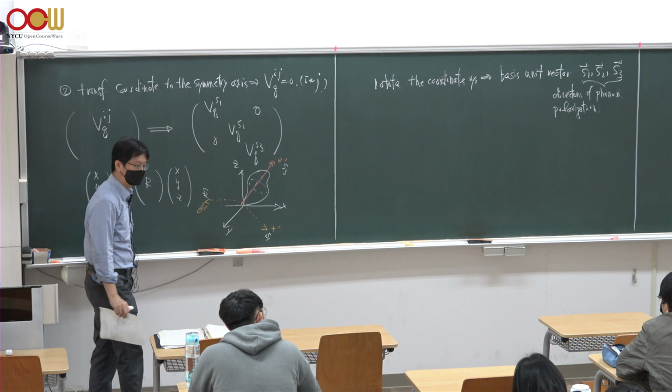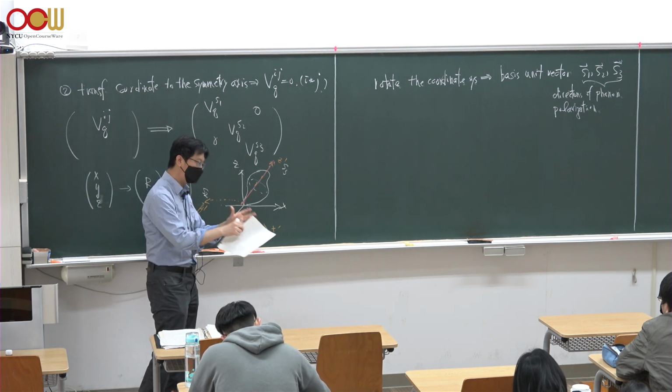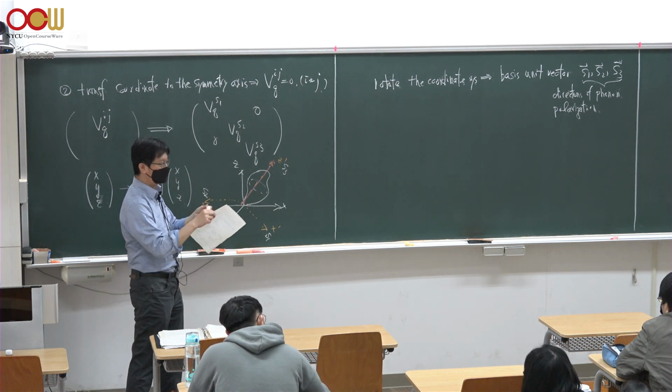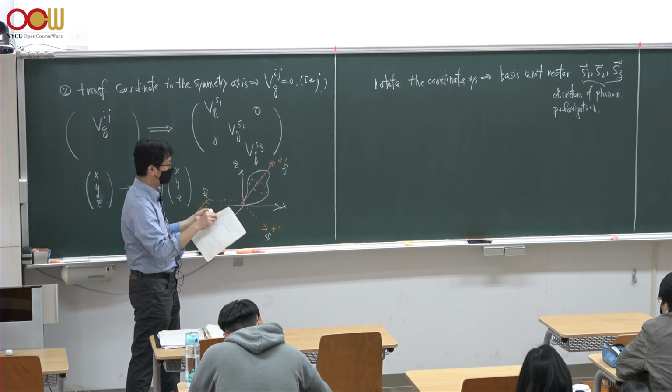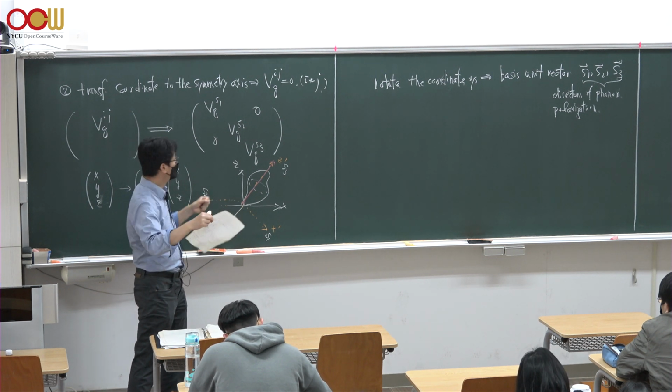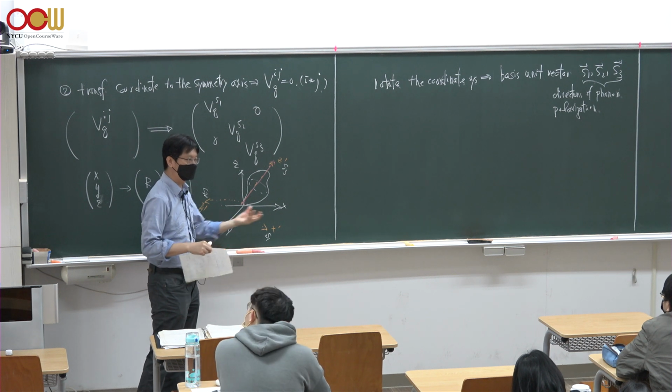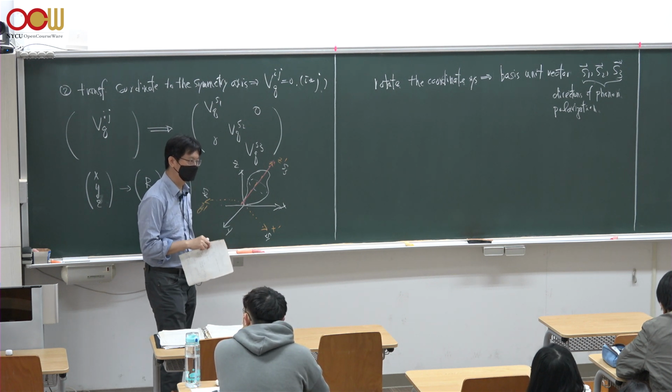And these 3 eigenvalues are not necessarily the same. Okay, they can be different, which means that depending on your lattice structure, the atoms may vibrate in a different way along the S1 direction with respect to the other directions, and so on and so forth.